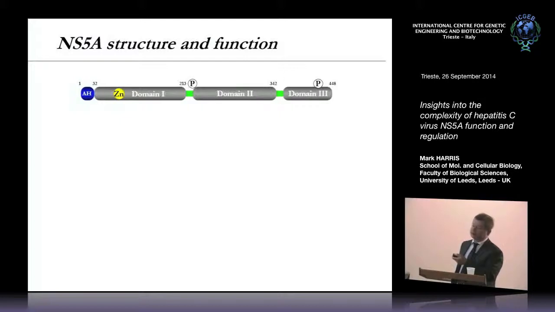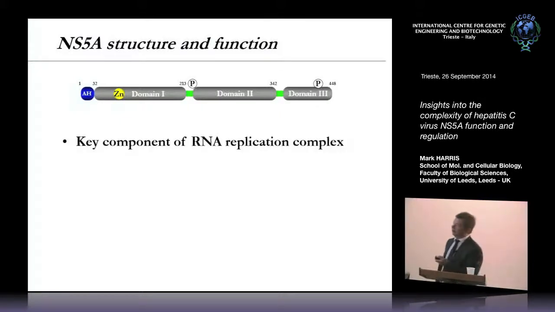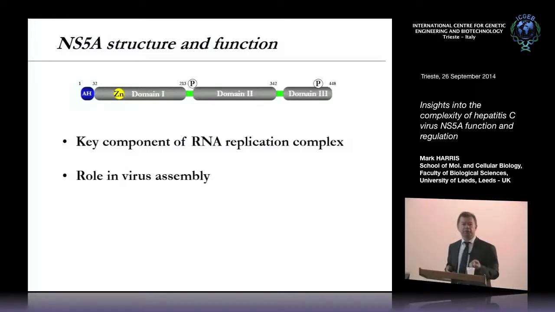We know that this binds to a zinc molecule. So what do we know about NS5A? It's a key component of an RNA replication complex. So with those other proteins expressed in the replicon, it can form a multi-protein complex which replicates the virus genome. But it also has a completely independent role in virus assembly, and we really don't understand either of these roles, in fact, how it's functioning in both of these two processes that are key within the virus replication cycle.